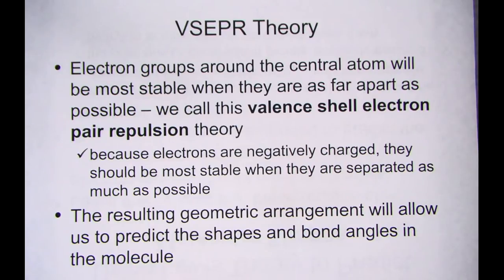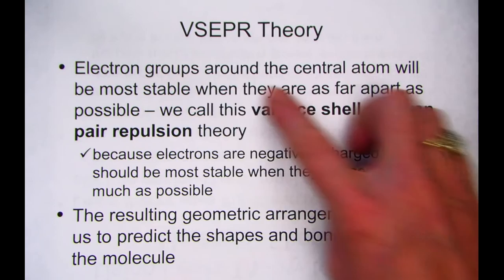So what are those bond angles that create space? Atoms, of course, take up space and shape, so we want to be sure to create a geometric arrangement that allows us to predict the shapes and the bond angles within a molecule. The valence shell electron pair repulsion theory helps us to start predicting geometric shapes.